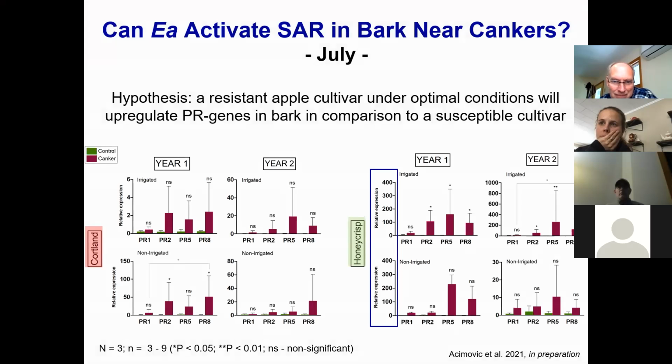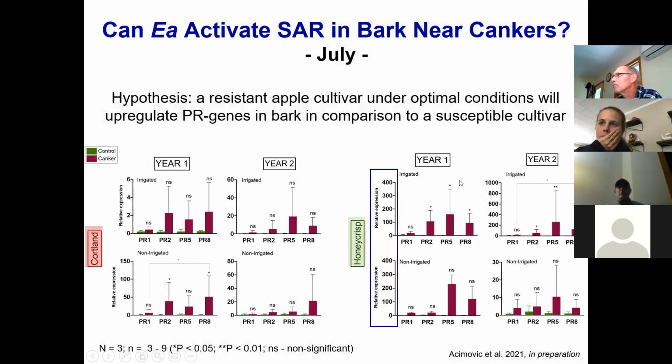So you can see in this graph, the 4 graphs on the left side are from the Cortland. And basically what you see in the top 2 graphs, this is across 2 years. We have 2 years of data to prove this. You can see that in Cortland, when we irrigated the block, there was no significant upregulation of the PR genes. We compare this to the control, basically uninoculated trees, where there are no cankers on those trees, and we look at these red bars where the cankers developed. Statistically, there's no significant difference in the Cortland.